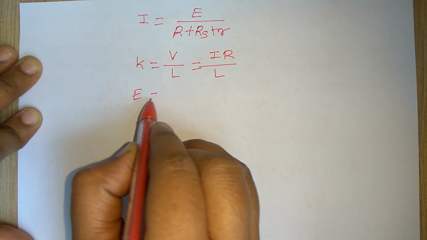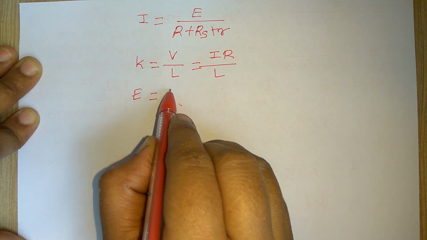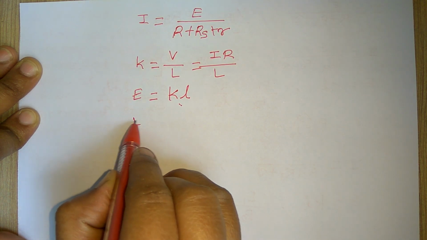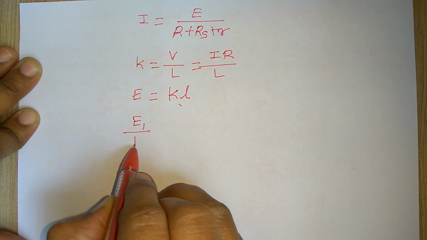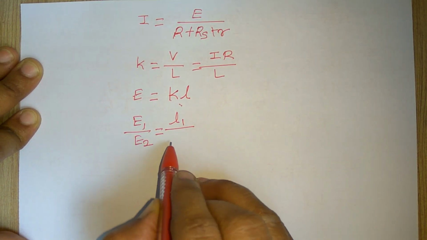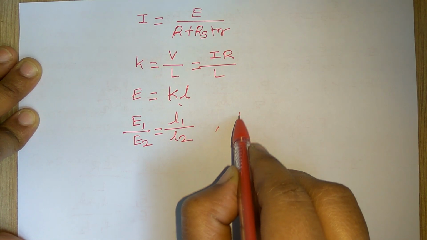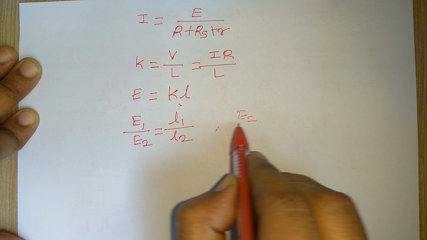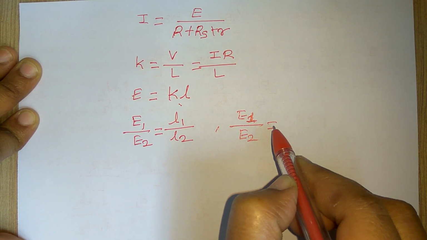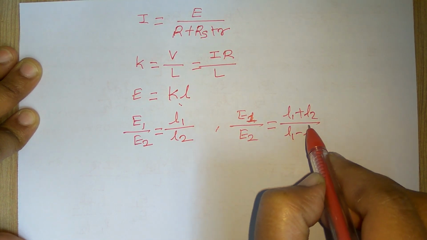Next, using the potentiometer concept, we can find the unknown EMF of a cell using the formula potential gradient into balancing length. Now using the potentiometer concept, we can compare the EMF of two cells E1 by E2 using the first method, the individual cell method, that is L1 by L2. And if we use the second method, the sum and difference method, we can compare the EMF of two cells, E1 by E2, equal to L1 plus L2 divided by L1 minus L2.